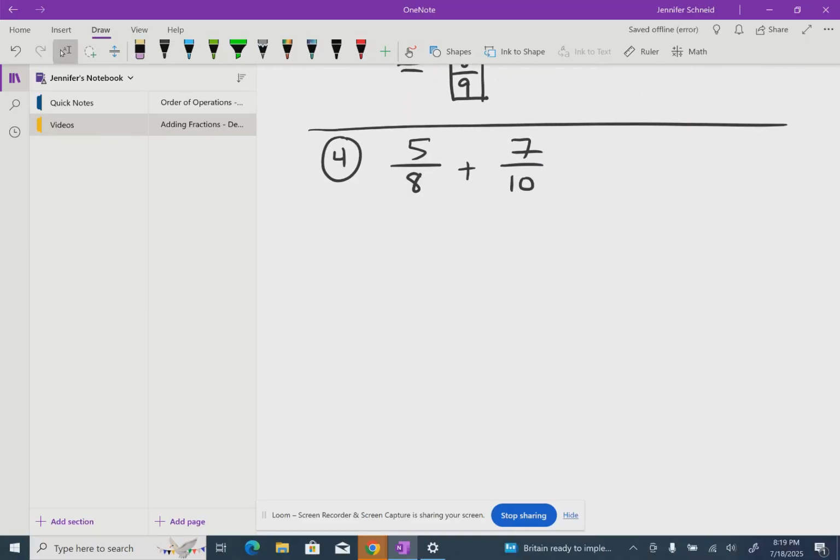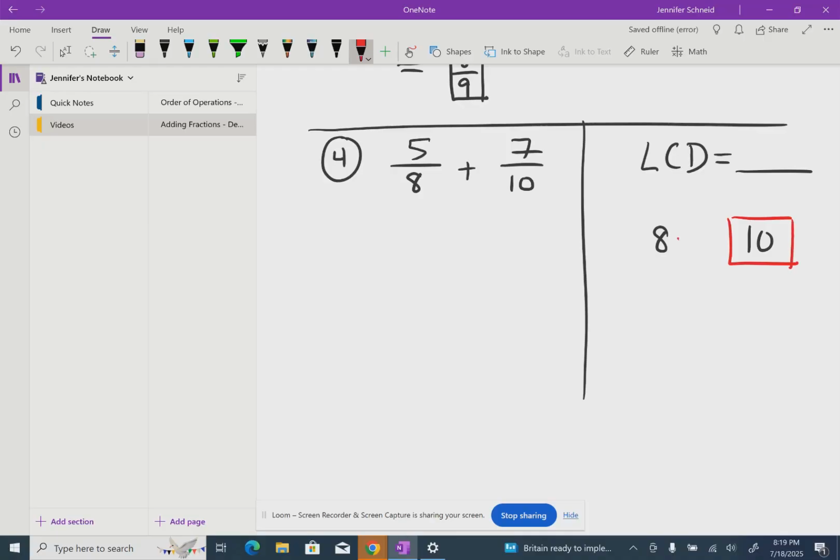For our last problem now, we have 2 fractions with different denominators, and so we need to find our least common denominator just like before. So I take my 2 numbers, I put a box around the largest number. Now, does 8 go into 10? No, it does not. And so I get another multiple of 10. I add 10 on and I get a 20.